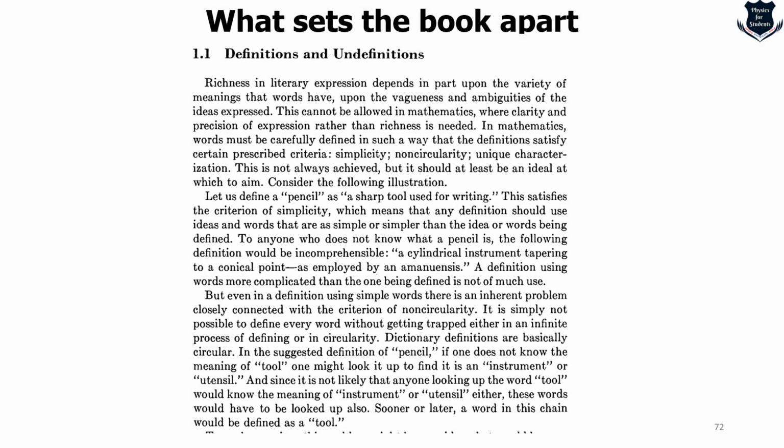Further, this is something that sets the book apart, and I would like to show you this example. You see, he writes, let us define a pencil as a sharp tool used for writing. Now this satisfies the criterion of simplicity, which means that any definition should use ideas and words that are simple or simpler than the idea or words being defined. That means, how do you actually make a definition? To anyone who does not know what a pencil is, the following definition would be incomprehensible: a cylindrical instrument tapering to a conical point as employed by an amanuensis. So this definition actually won't work, but we say a sharp tool used for writing.